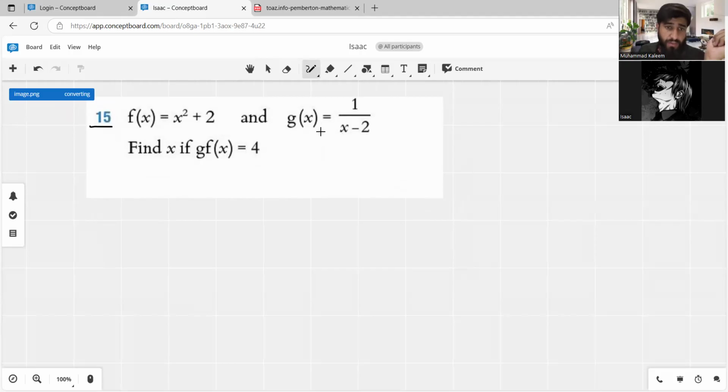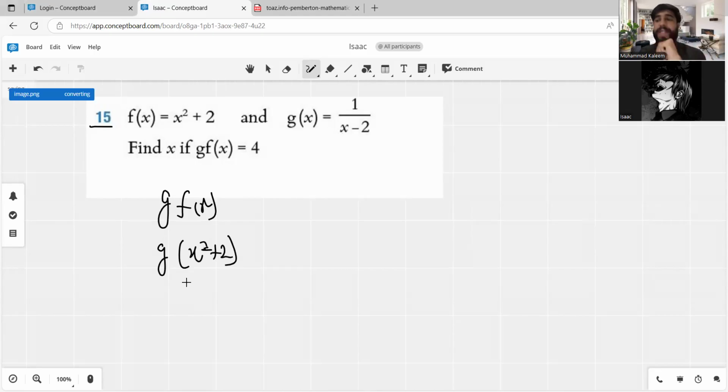f of x, g of x. Is it possible for me to calculate g of f of x? Yes, I will calculate this one. It means that I need to calculate g of, what is f of x? x square plus 2. I need to calculate this one. Am I right? What I did here, I just replaced the value of f of x.